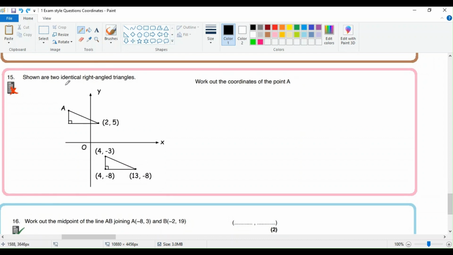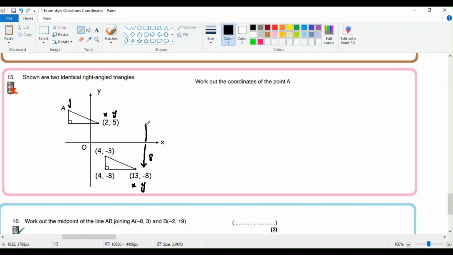It says shown are two identical right-angle triangles. Work out the coordinates of point A. We need to find out the coordinates of this point. So let's begin. Now we have this coordinate and this coordinate, and with this we can find out how much it is translated in x and y. Now concentrate on -8 over here, which is a y. This is an x and this is a y, and this is an x and this is also a y. Now, as you can see, this y is -8. That means this has gone down 8, that means 8 steps down.